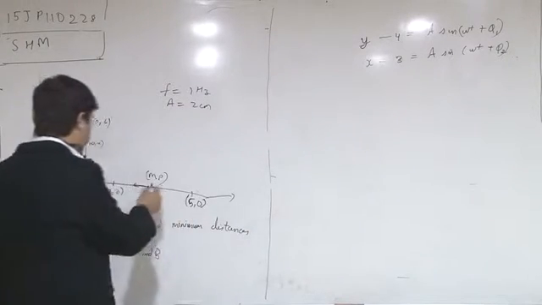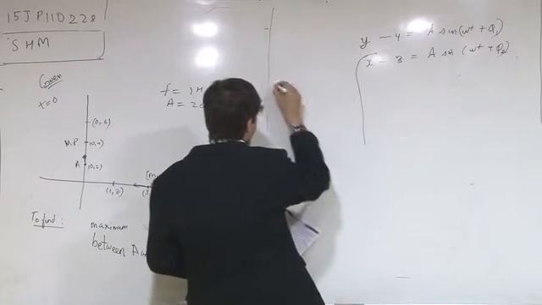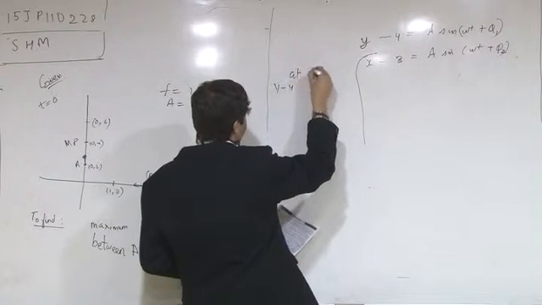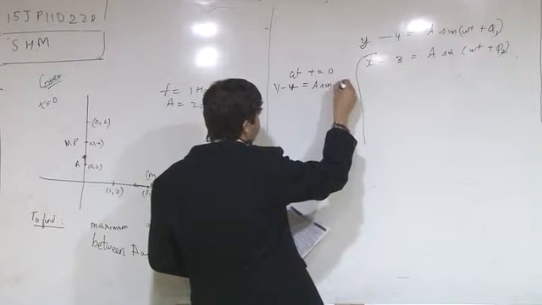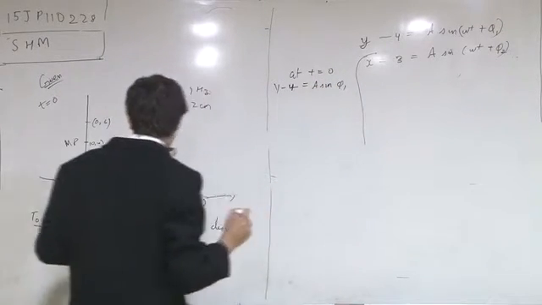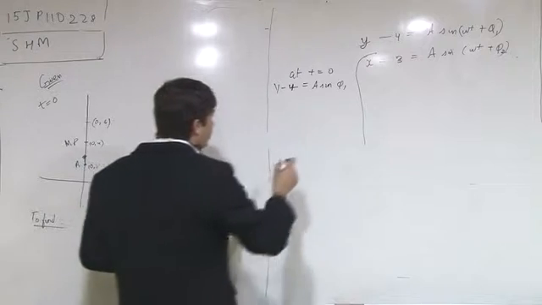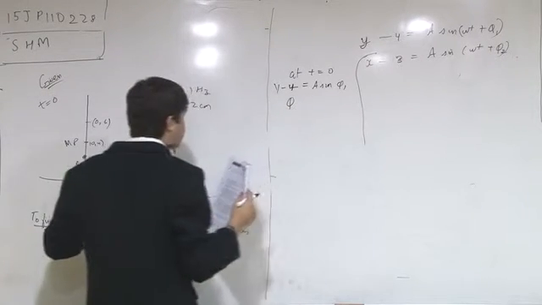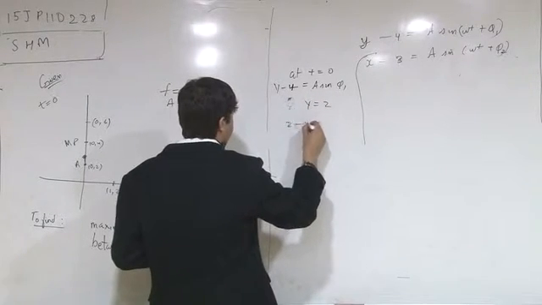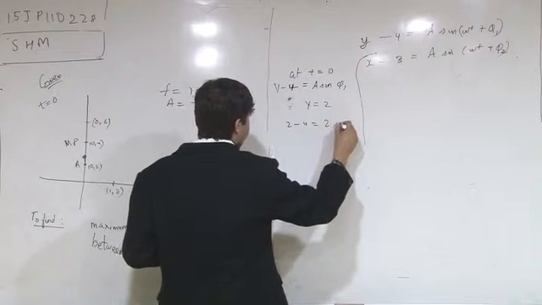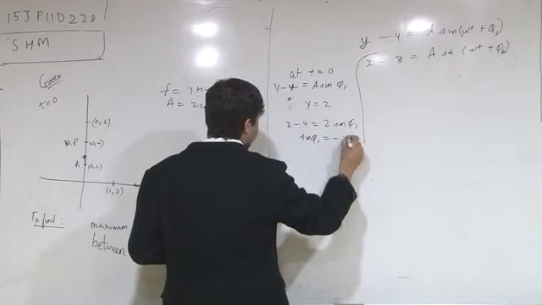This is given in this part, at t equal to 0. Let me separate it here. y minus 4 at t equal to 0 is a sine phi 1. It is given that at t equal to 0, y is equal to 2. So it is 2 minus 4, and amplitude is 2 centimeter, so 2 sine phi 1. So sine phi 1 comes out to be minus 1.